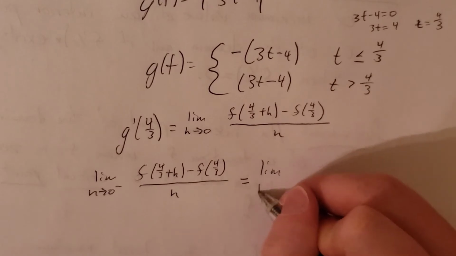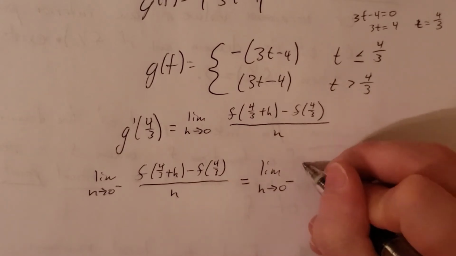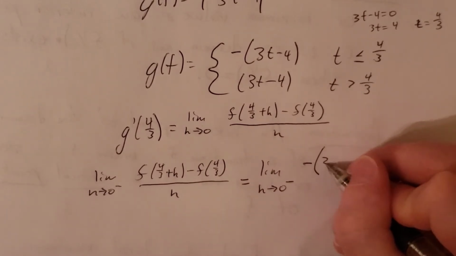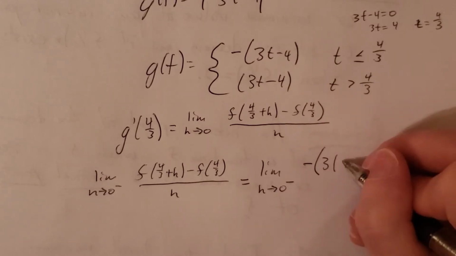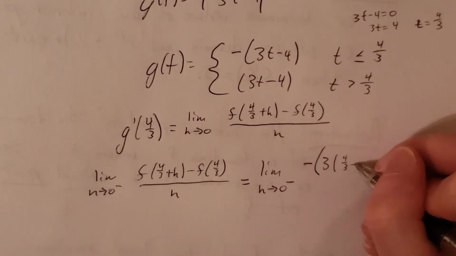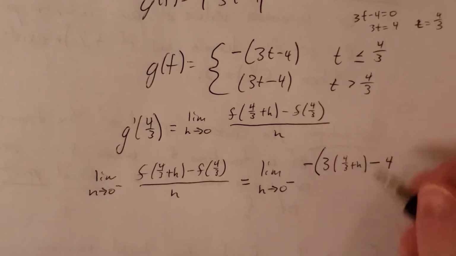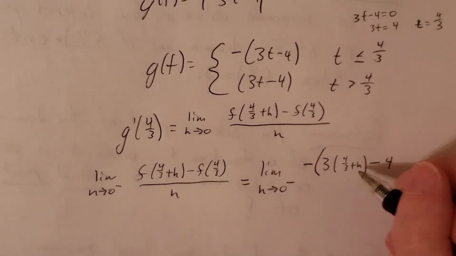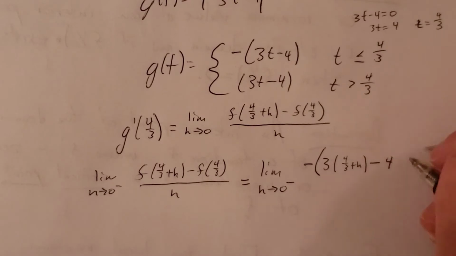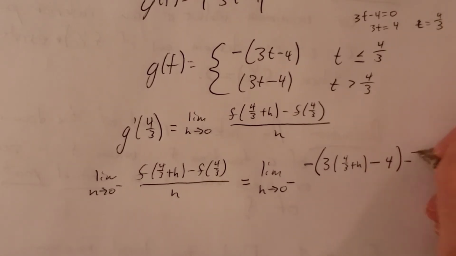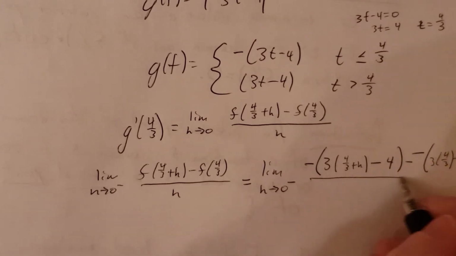So this is the limit as h goes to 0 from the left of negative 3 times 4/3 plus h minus 4. All right, we just plugged in 4/3 plus h in for t here. Minus f of 4/3, which is negative of 3 times 4/3 minus 4. All over h.